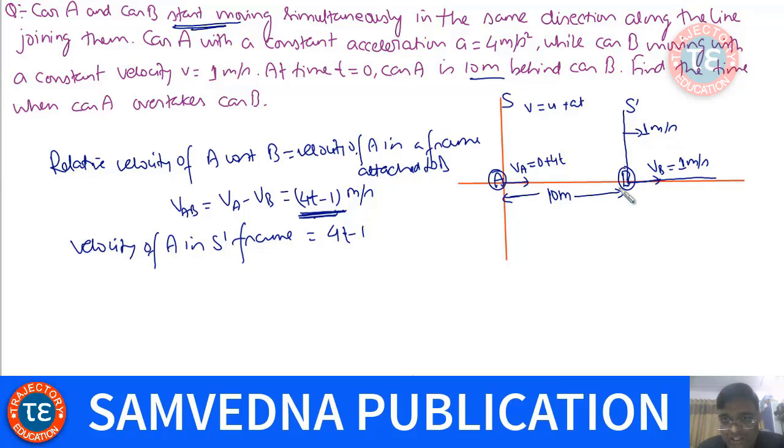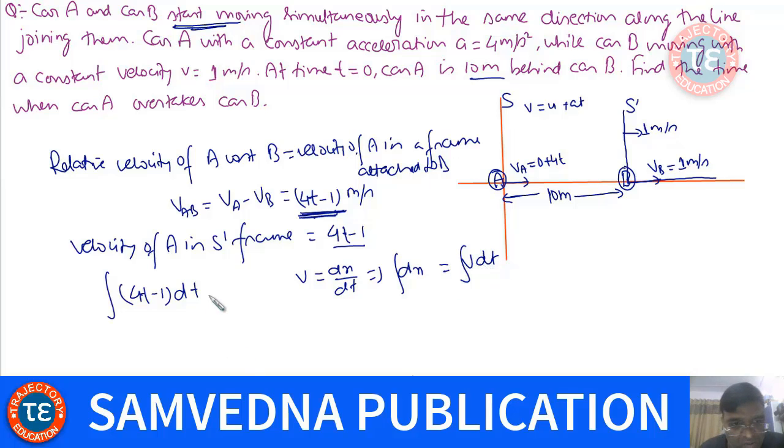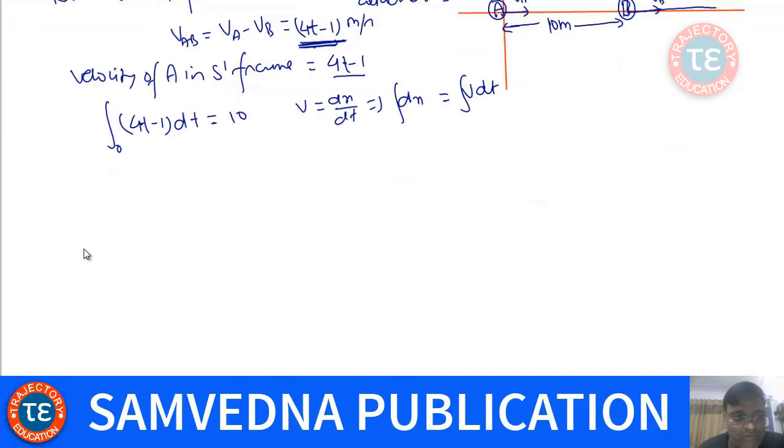B is located at the origin, A is at a distance of 10 meters. So I want A to come to B, so it must travel a distance of 10 meter with this velocity. So I can say the integral of 40 minus 1 dt. You know v is dx by dt. I am working in the S dash frame, so dx will be v dt, integral. So that should be equal to 10, and we want the time taken t such that this is 10.